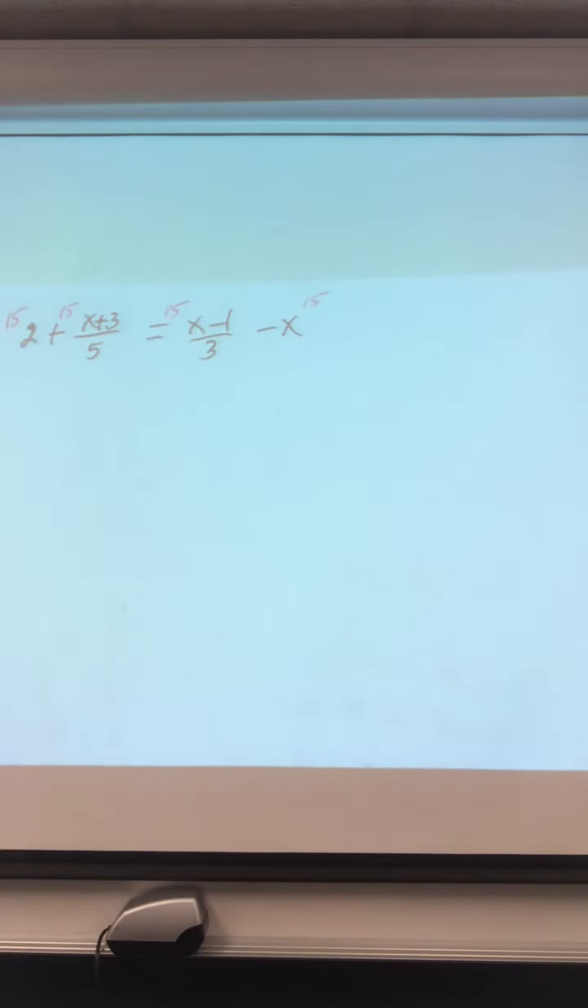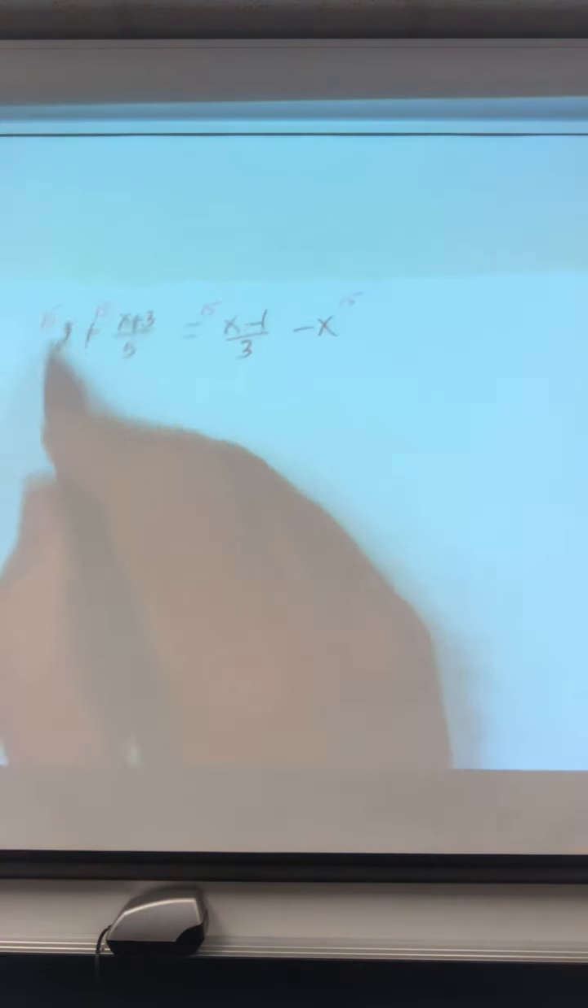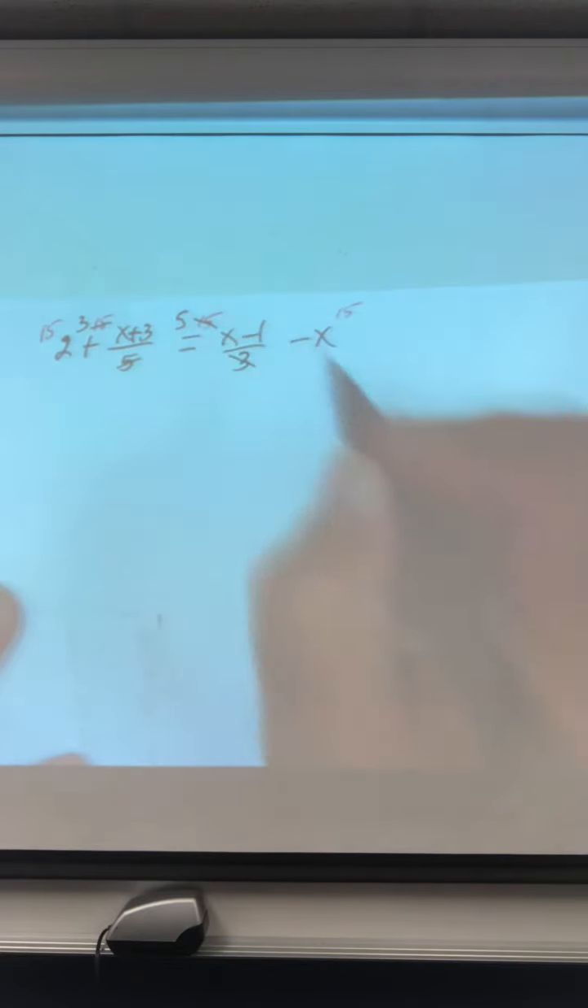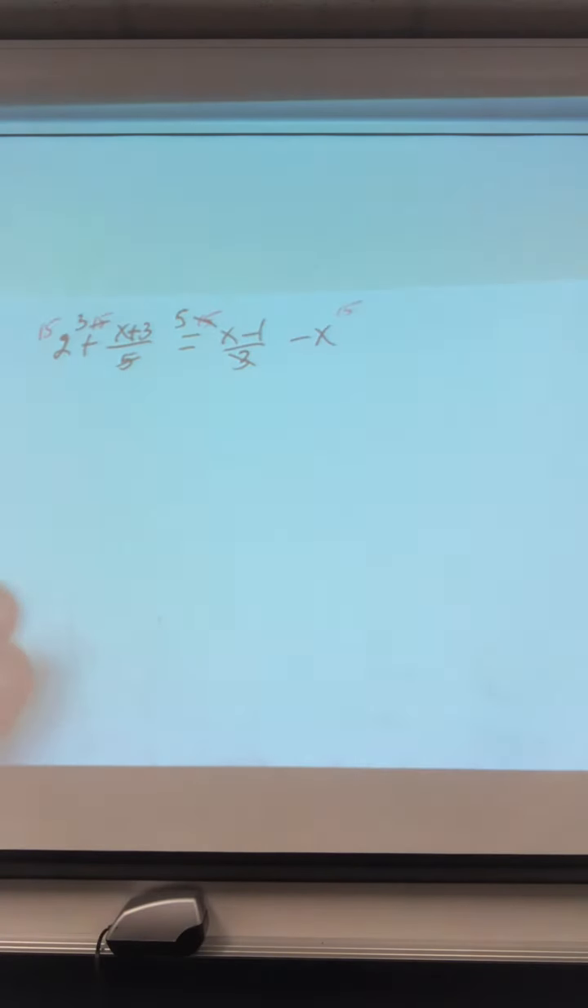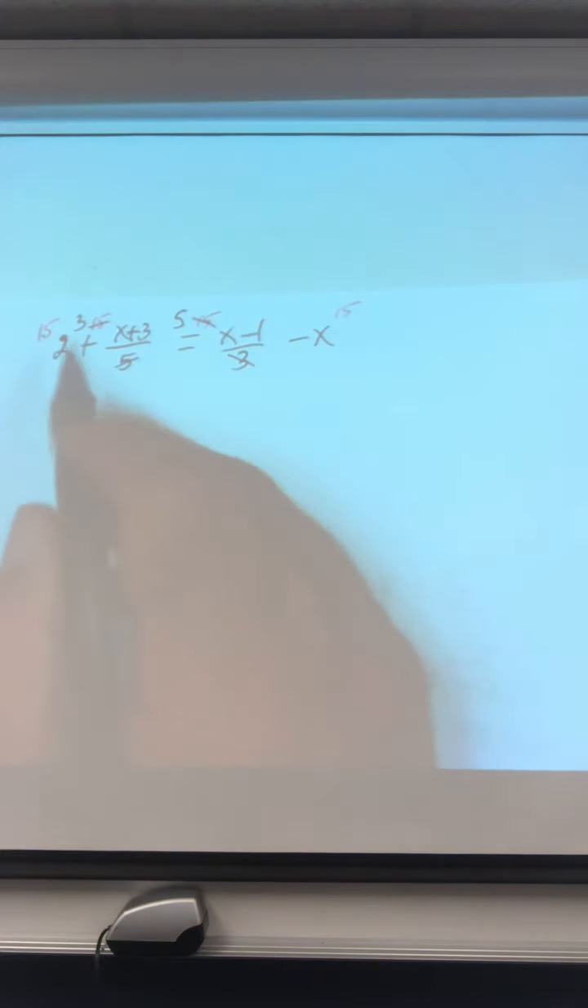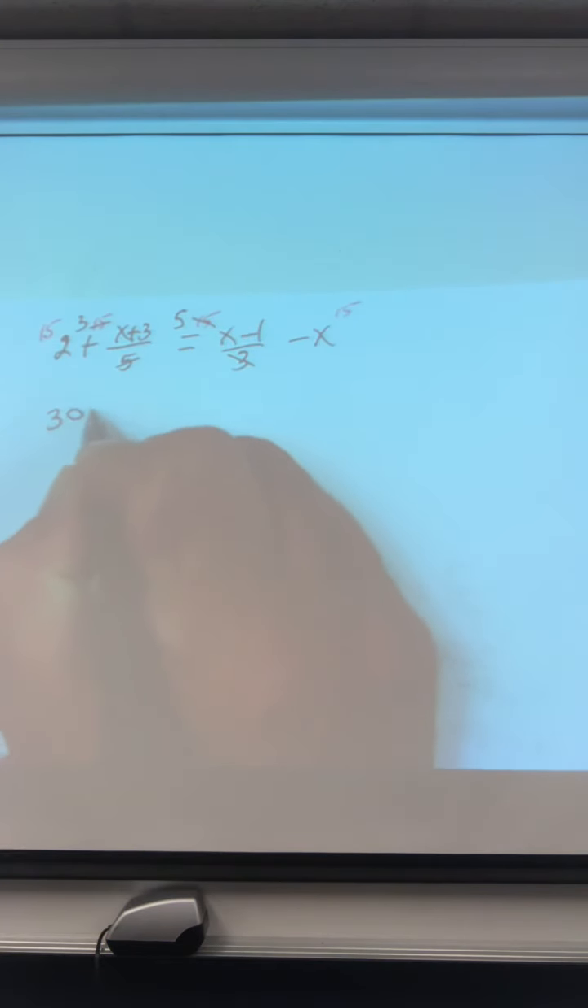Now the famous 3 words, what are they? Cross, cancel, first. All right, there's no canceling here. This 5 into 15 leaves 3. This 3 into 15 leaves 5. And then there's no canceling here. So here's what we've got left. 15 times 2, which is 30, plus.